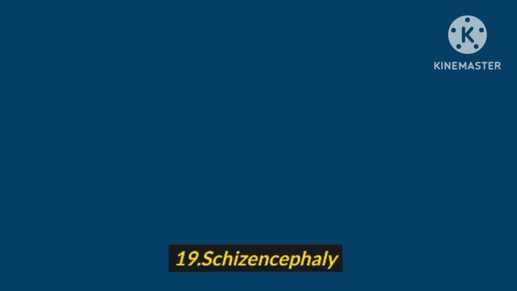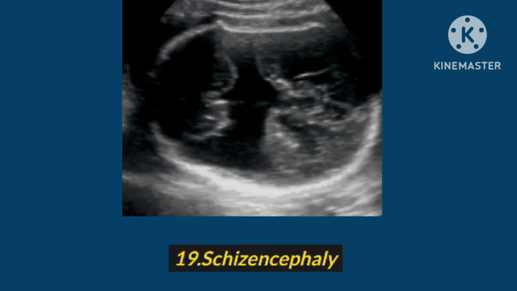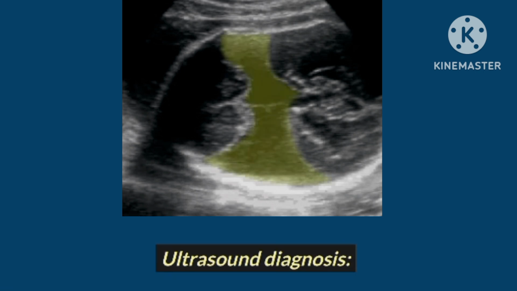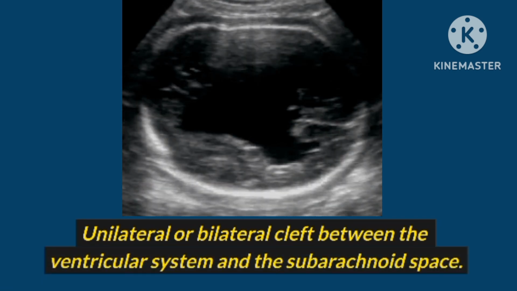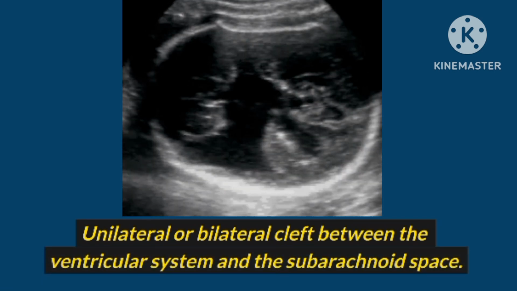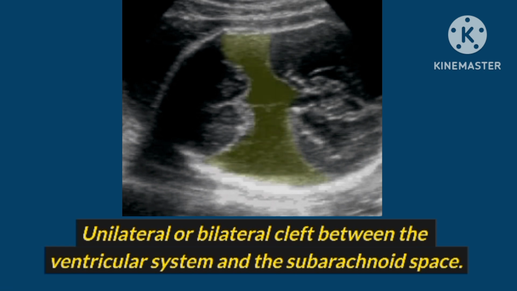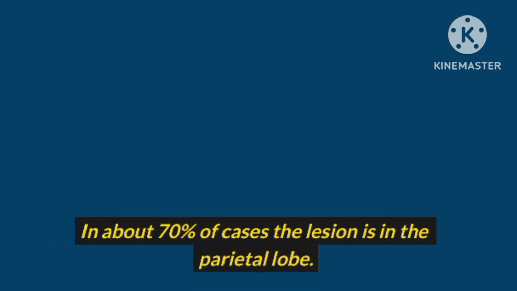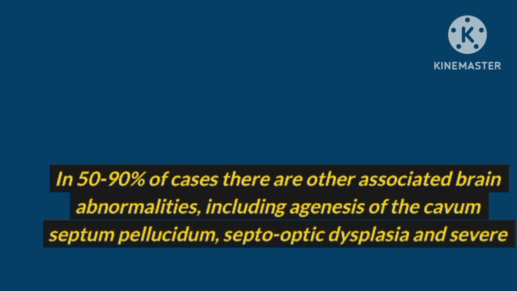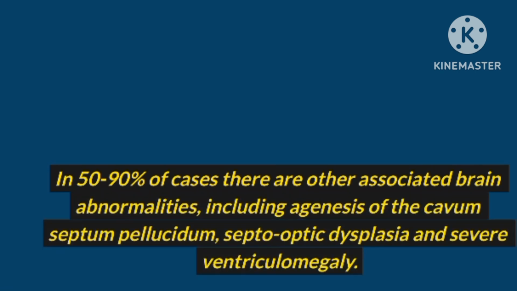Number 19, schizencephaly. Ultrasound diagnosis. Unilateral or bilateral cleft between the ventricular system and the subarachnoid space. In about 70% of cases, the lesion is in the parietal lobe. In 50 to 90% of cases, there are other associated brain abnormalities, including agenesis of the cavum septum pellucidum, septo-optic dysplasia, and severe ventriculomegaly.